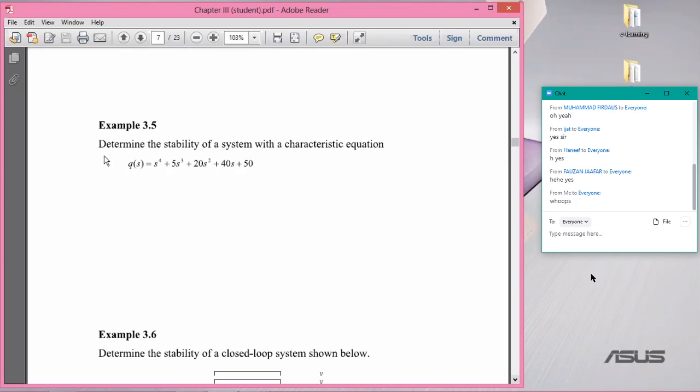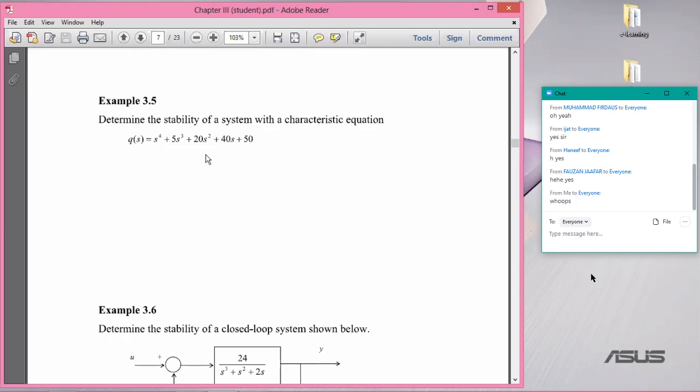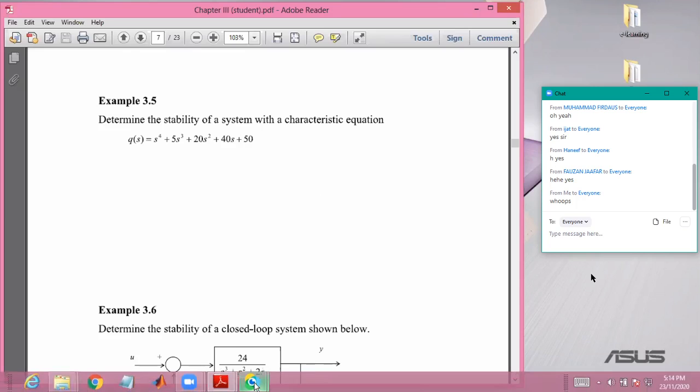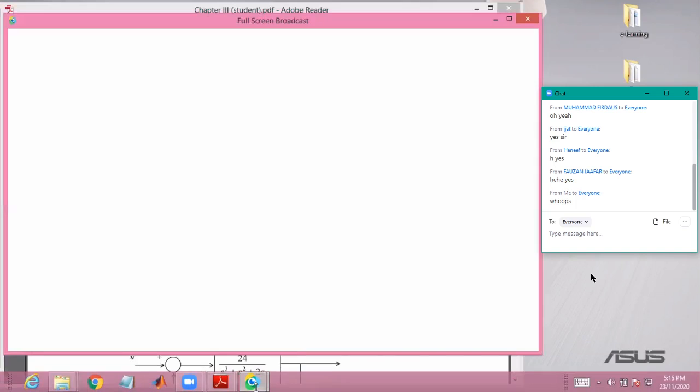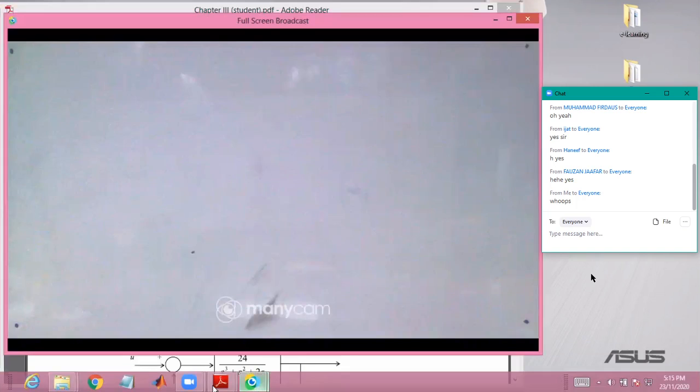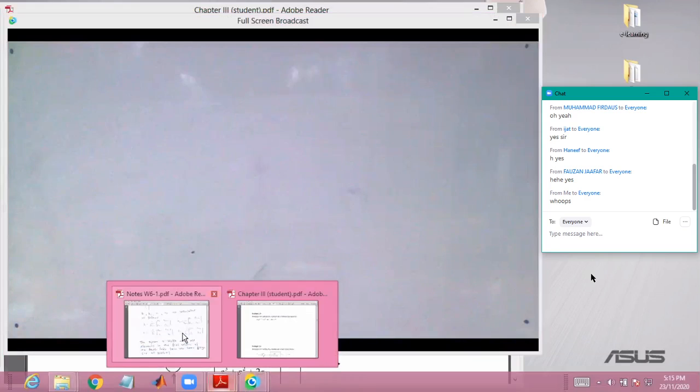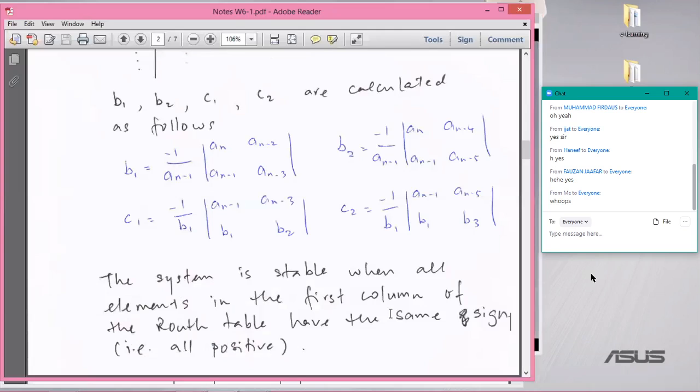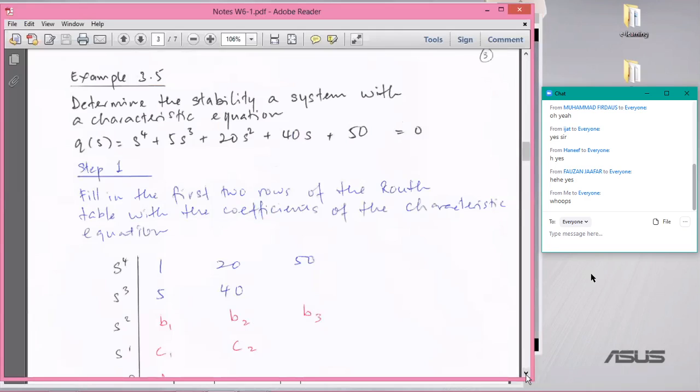Example 3.5. Determine the stability of the system with this characteristic equation. This is a fourth order polynomial. And then here we want to construct the Routh table. Of course, I already constructed the Routh table for you, but you need to see how this Routh table is developed.